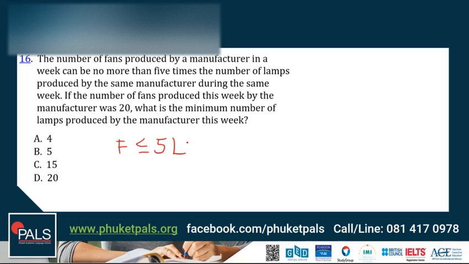And then, since there are 20 fans produced this week, let's put it here. 20 is less than or equal to 5 times the lamp. And then divide both sides by 5. So the answer is the number of lamps produced by the manufacturer this week is greater than or equal to 4. So the minimum is 4. The answer is A.